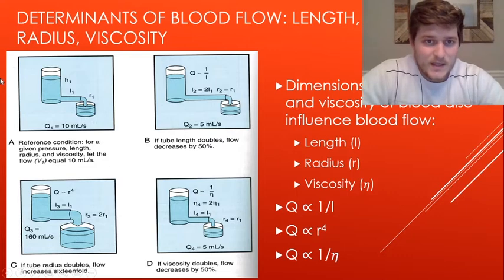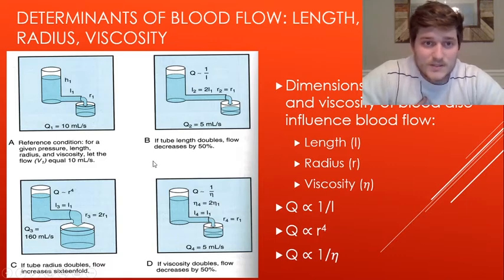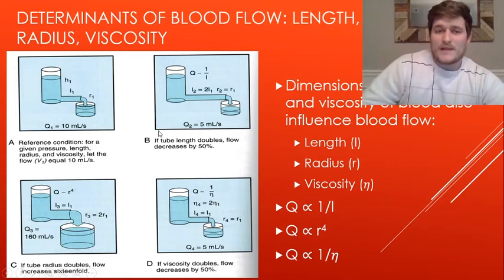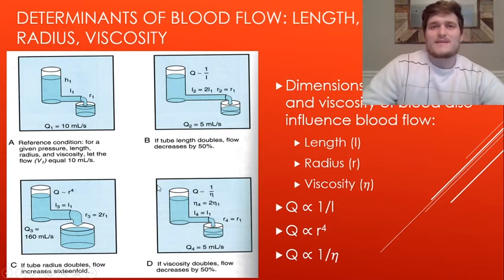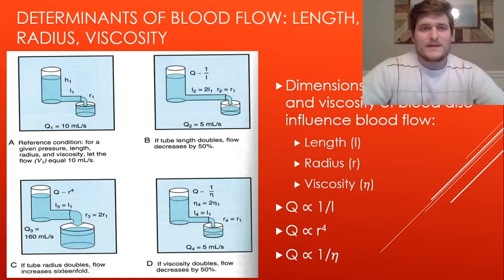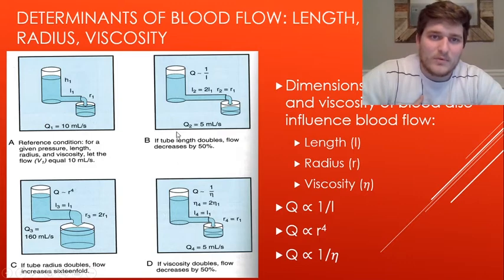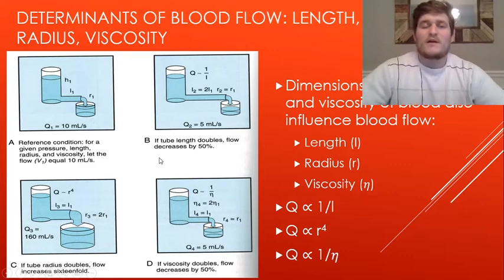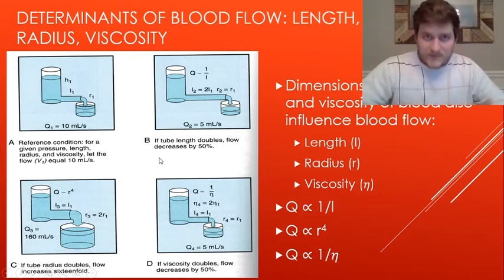And so we see in example D down below that we are going to double the viscosity, or thickness, of the blood, and that's going to result in a 50% reduction. So both blood vessel length and blood viscosity are inversely proportional, meaning that if we double the blood vessel length or double viscosity, in both cases the blood flow is going to decrease by 50%.